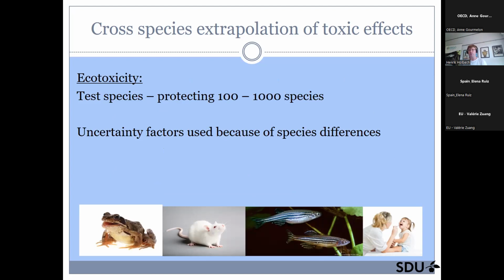Discussing ecotoxicity, it's very different from human health because each of the standard test species is going to protect hundreds or thousands of species, especially when we discuss the invertebrates. And due to this, there are normally uncertainty factors or safety factors included to protect for the species differences.